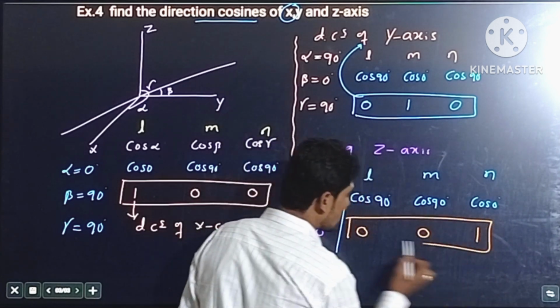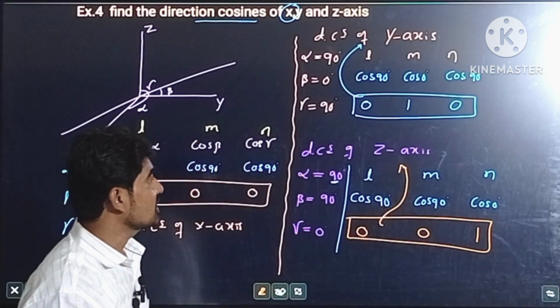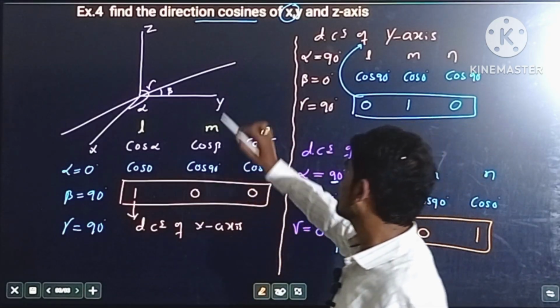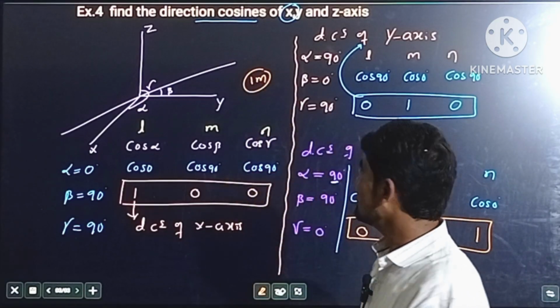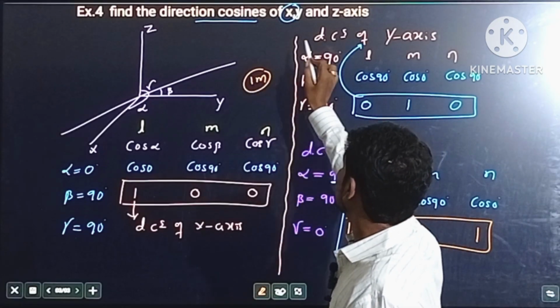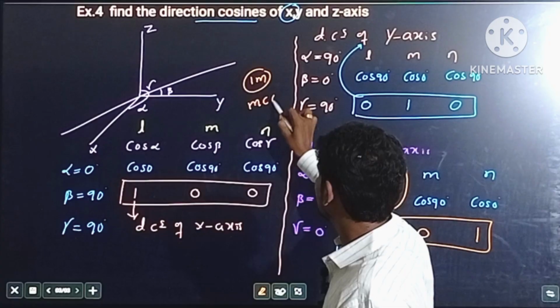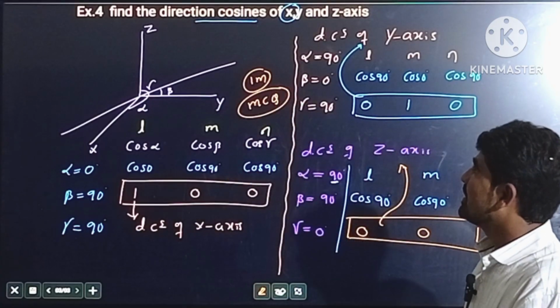Therefore, these are what? Direction cosines of the z-axis. I hope all of you understood. So this question is also important. First, this question asks for 1 mark in your annual examination, but in the upcoming years, they may use it to find the direction cosines and direction ratios of the x, y and z axes in your MCQ section. I hope all of you understood.